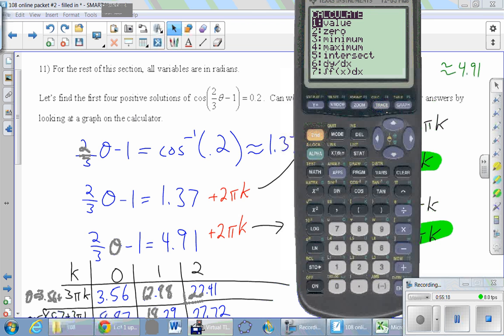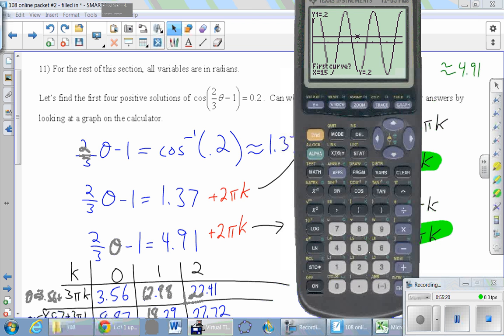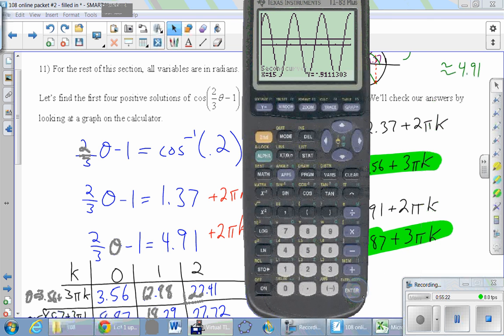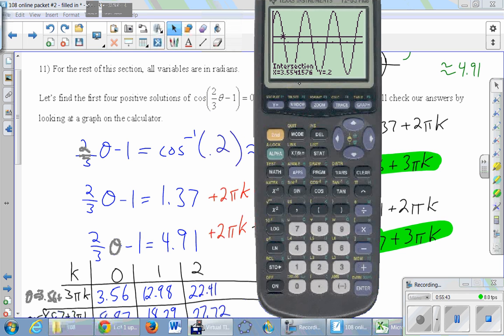Second calc, number 5. First curve, you just hit enter. Second curve, you just hit enter. I'm going to keep hitting the left arrow until I get close to that first point of intersection. Okay, that's close enough. And then we'll hit enter. And hopefully it says 3.56. It does. So that's the x value right there, which agrees with the first number in our table.